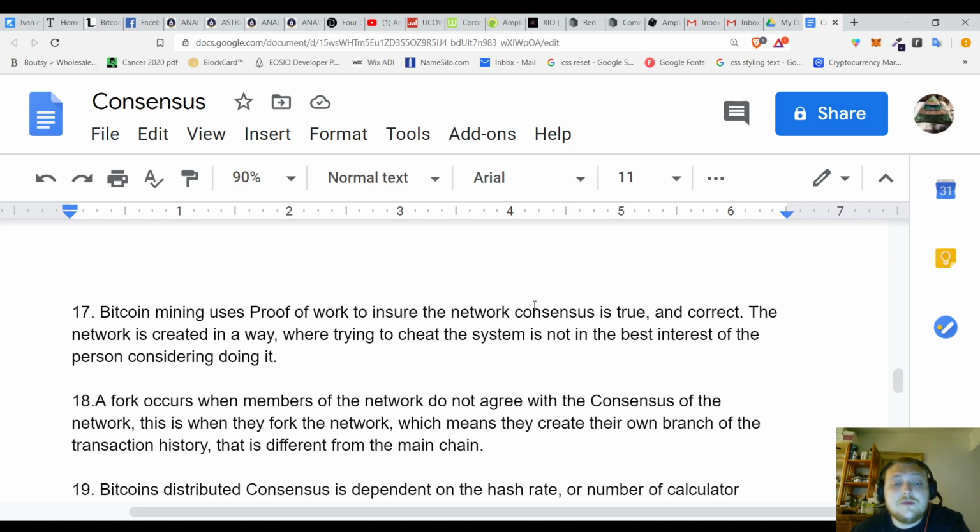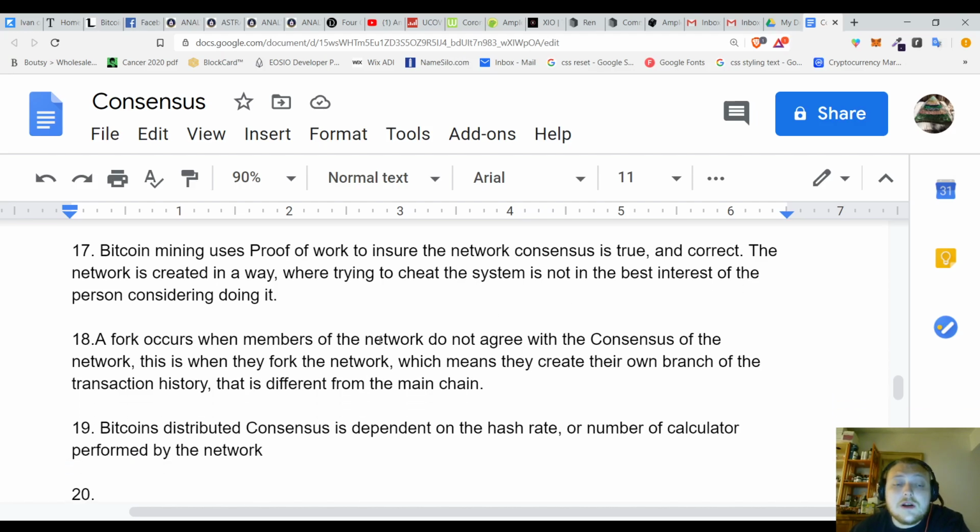Bitcoin mining uses proof of work to ensure the network consensus is true and correct. The network is created in a way where trying to cheat the system is not in the best interest of the person considering doing it. And a fork occurs when members of a network do not agree with the consensus of the network, so this means they create their own branch of the transaction history that is different from the main chain. And this has happened a couple times to Bitcoin. That's why you have other cryptocurrencies like Bitcoin Cash and Bitcoin Satoshi Vision.